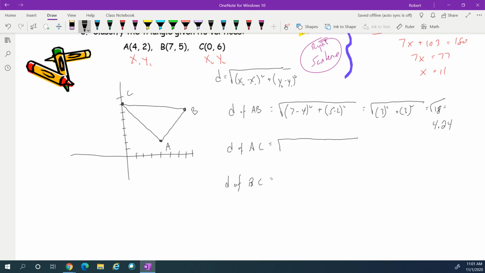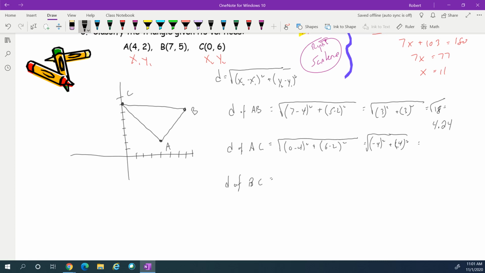So again, let's just fill it in. For the x's, it looks like 0 minus 4. And for the y's, 6 minus 2. And again, squared. So it looks like we have negative 4 squared plus 4 squared.